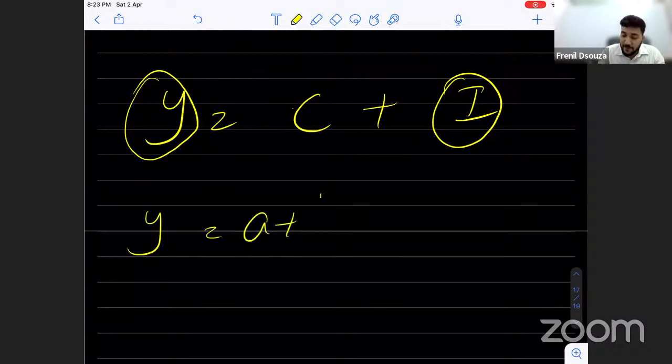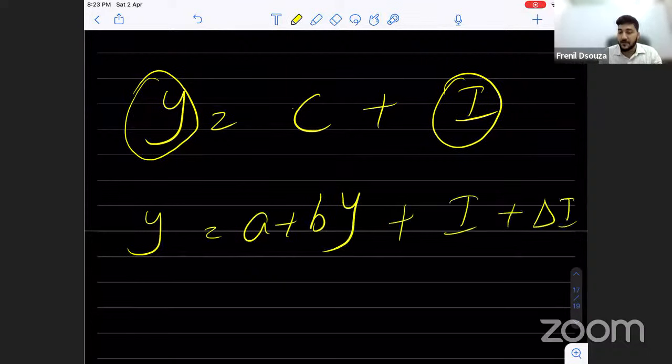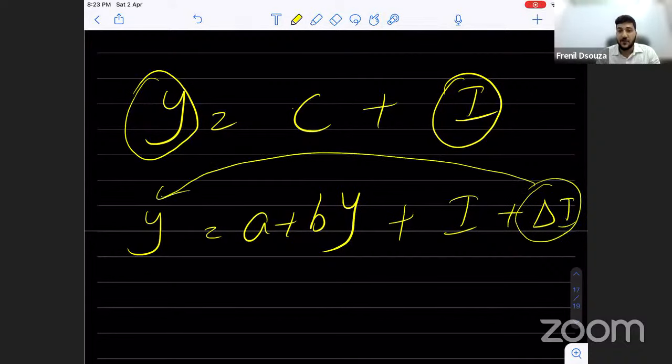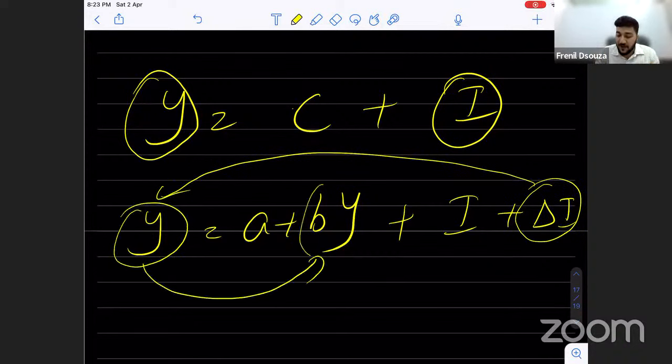What is C? C is A plus BY, right? Plus I. And if I'm adding any delta I over here, this delta I will definitely change the Y, because that is nothing but the summation. But this Y is again over here, isn't it? In the form of BY, right? So it forms a loop.